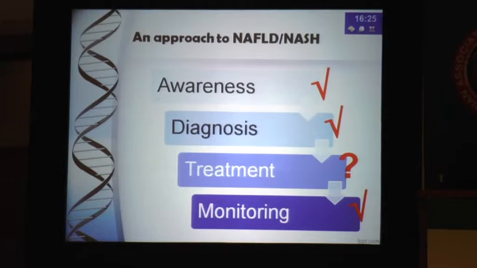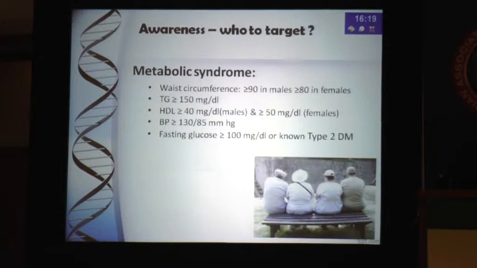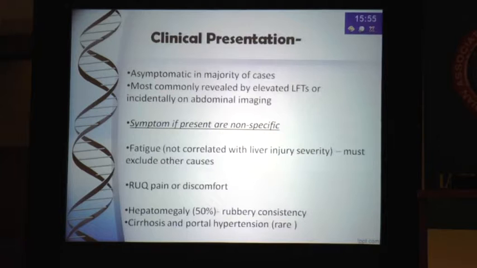How to approach a case of NAFLD? The first and foremost important thing is awareness. We should always suspect and target those patients who have the clinical features of the metabolic syndrome, that is, waist circumference more than 90 cm in the male and more than 80 in the female, triglycerides more than 150, HDL less than 40 in the male or less than 50 in the female, blood pressure more than 130/85, fasting glucose more than 100 or known diabetes. They are at risk of NAFLD.